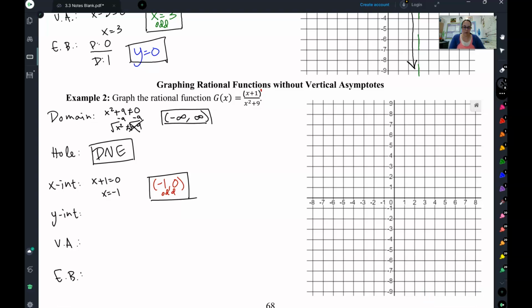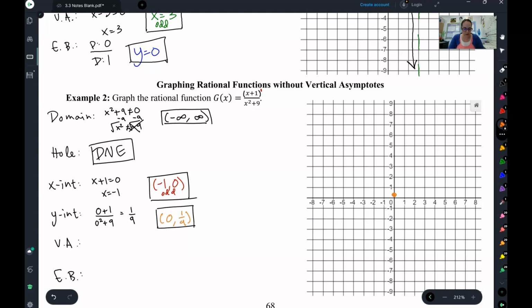Y-intercepts, plug 0 in for everything. 0 plus 1 over 0 squared plus 9 gives me 1/9. So 0, 1/9. I should be graphing these as I go. There's 0, 1/9. There's -1, 0, and a little O for odd.